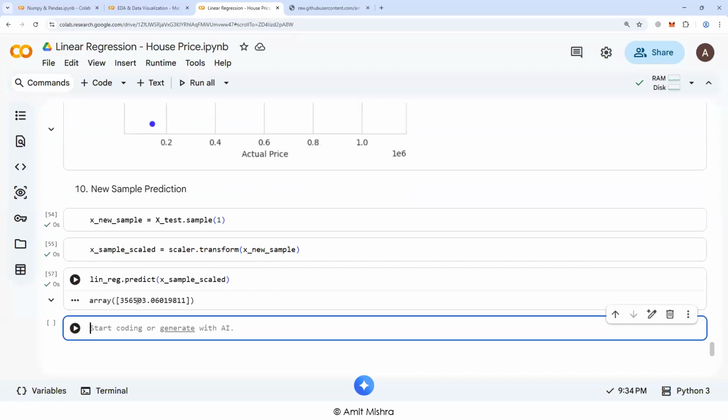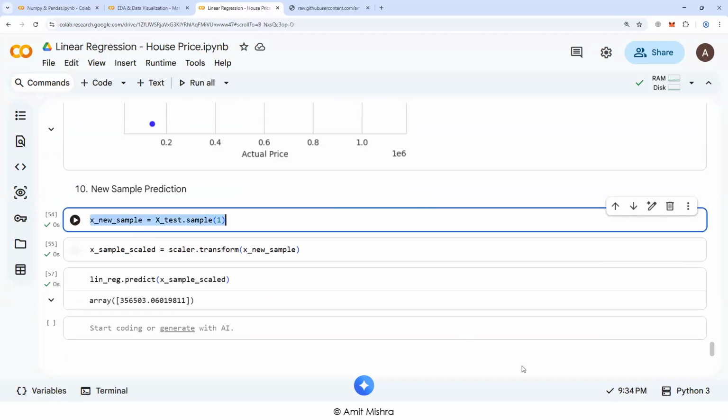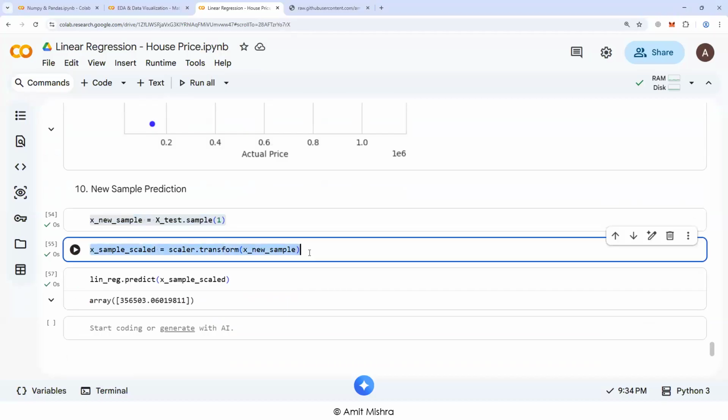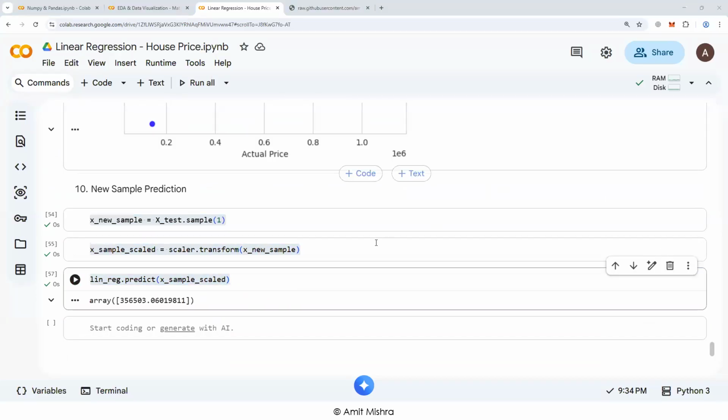Now this is your predicted price of the house for this sample data. Remember, every time you execute it, your sample will be different. So do not expect the same result. But yes, this is how you can do it. You take a sample data, you scale it, and you predict it through the model directly.